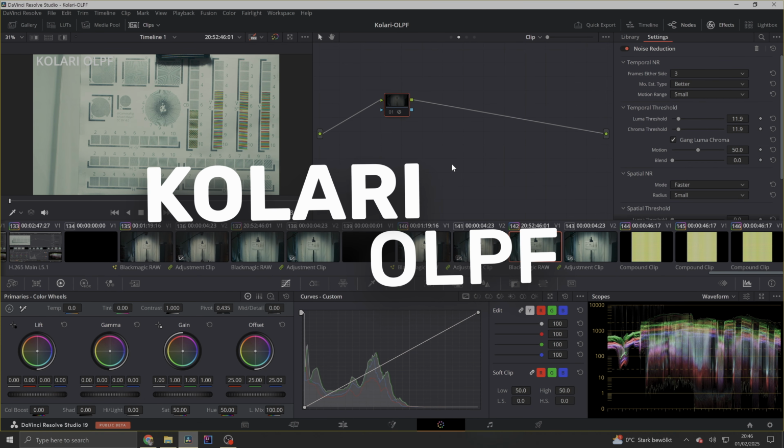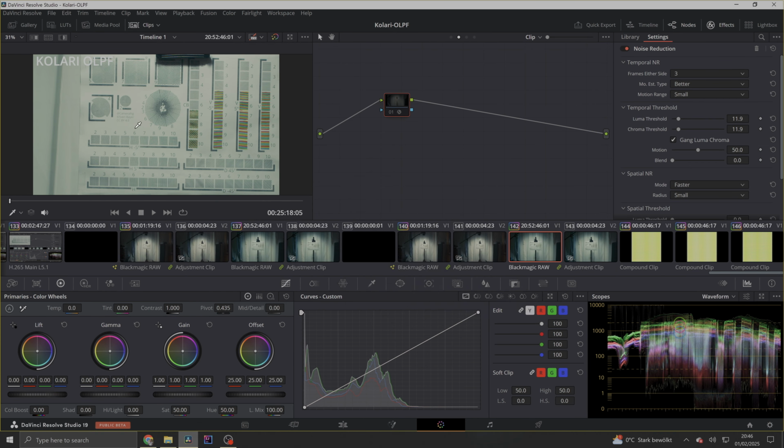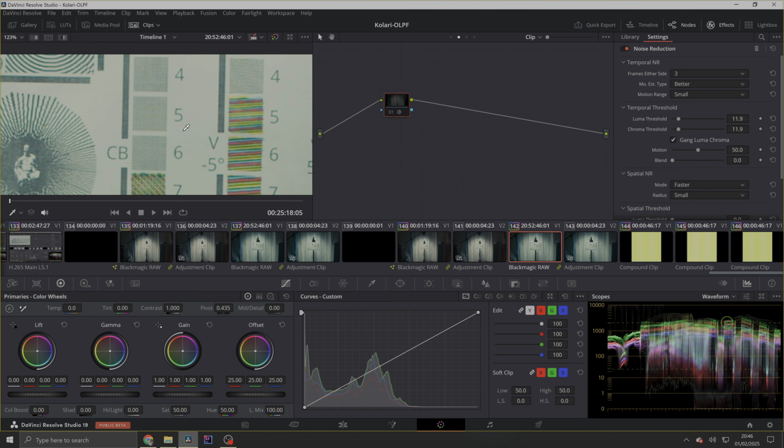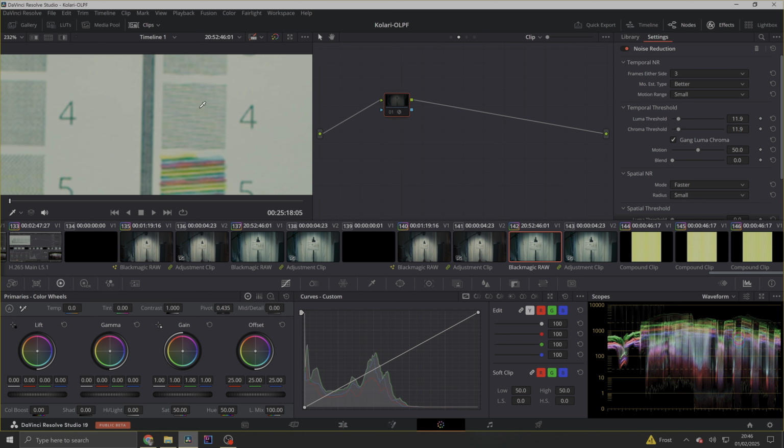Now let's look at the example of the chart that's colored by using the Kolari OLPF. As I said before, we have a slight color shift and the moire is very subtle. Keep in mind, this is zoomed in several times. So on the actual picture, it's really subtle and very difficult to see.